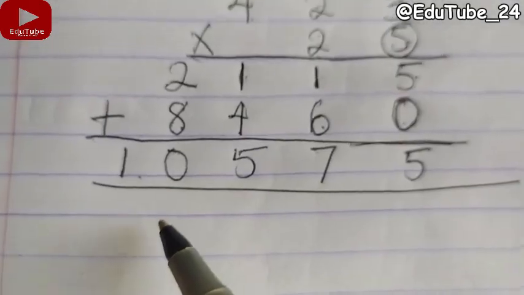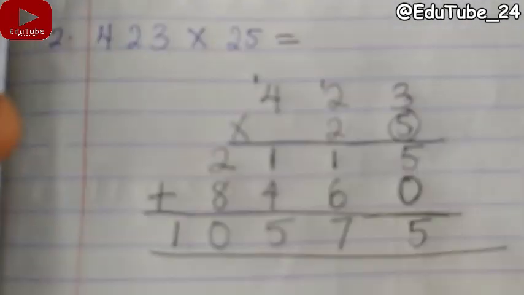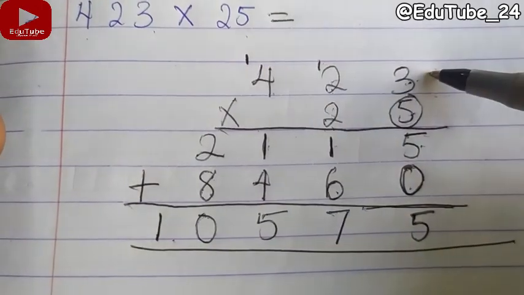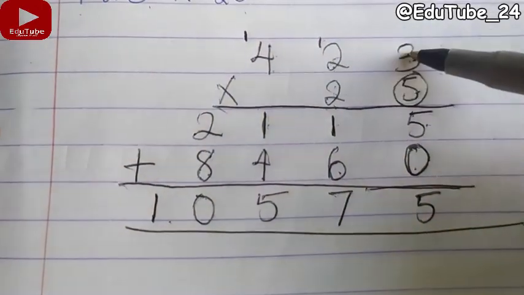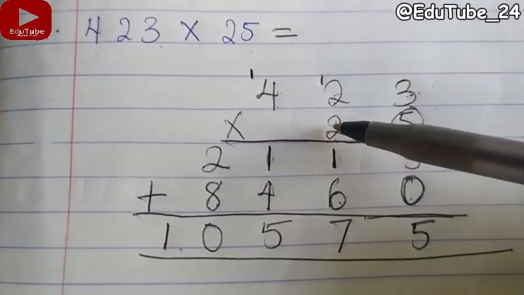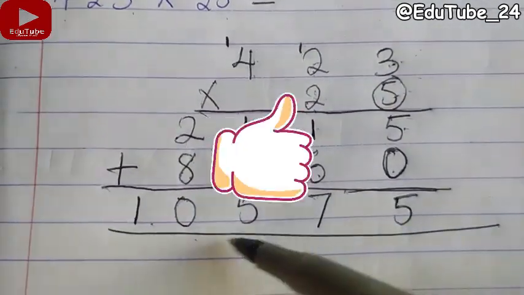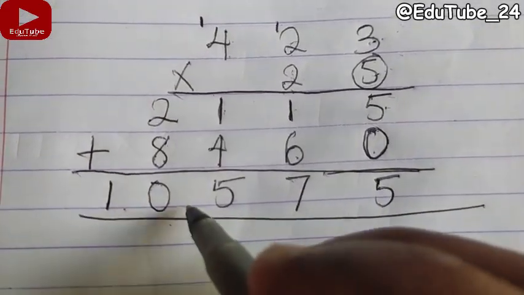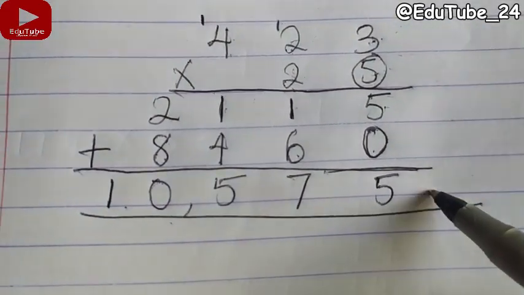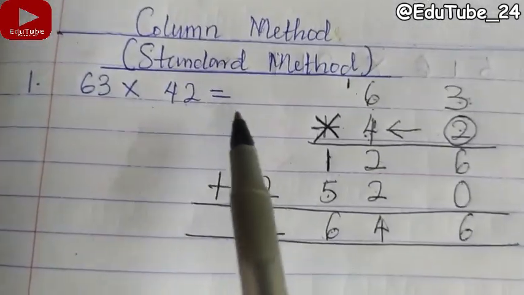So 10,575 is the product of 423 times 25, wherein 423 is the multiplicand and 25 is the multiplier. So that is all about multiplication using the column method.